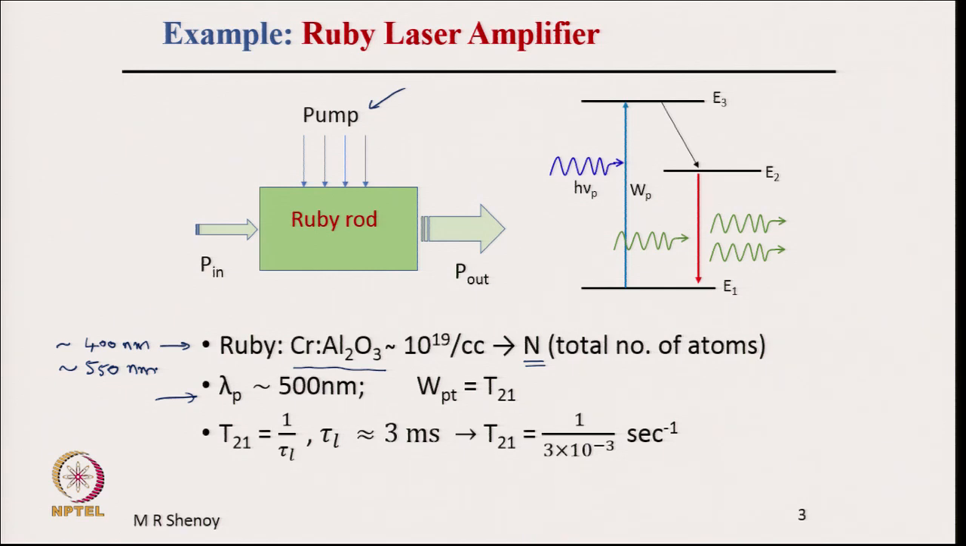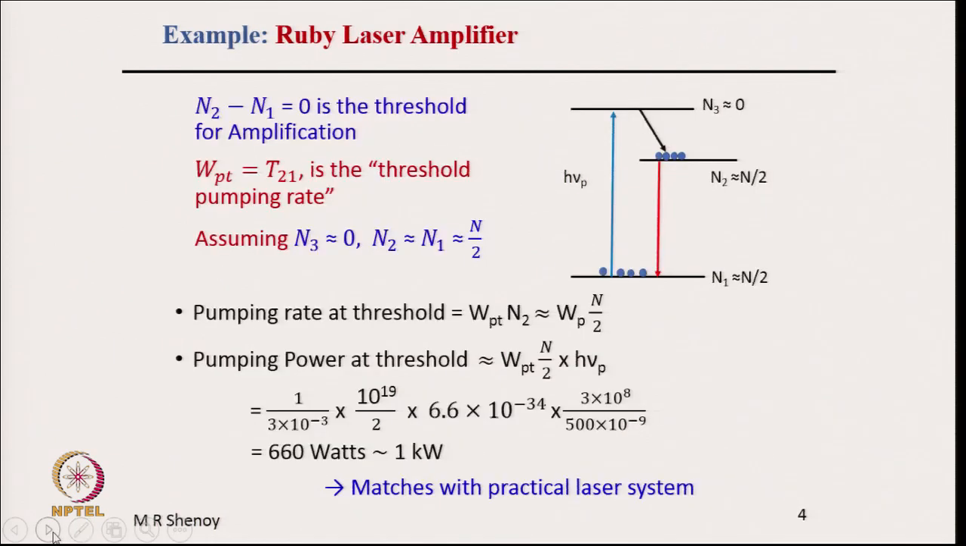So, the pump wavelength could be of this order, and near threshold WPT is equal to T21, and T21 we know because T21 is equal to 1 by lifetime. Lifetime is a measurable quantity. For Ruby it is typically 3 millisecond. So, we know the value of T21, which means we know the threshold pumping rate WPT. So, let us see what kind of power is required to reach the threshold.